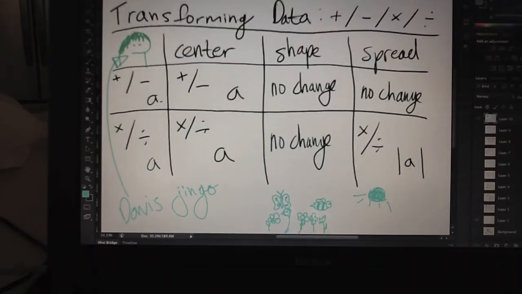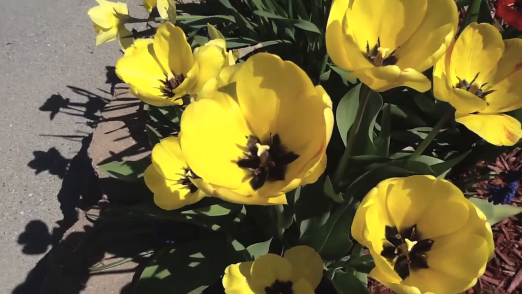Alright, so assuming this is what we were assigned, this is transforming data. And as you can see by this chart, there are a few things that are affected and not affected as we multiply, divide, add and subtract. So, as we add and subtract, the center is affected, as you can see, but for the shape, there's no change. And for the spread, there's also no change. Then as you multiply and divide the data, the center is altered as well. There is again no change for the shape, but for the spread, there is a change. And that's the only difference, I suppose.